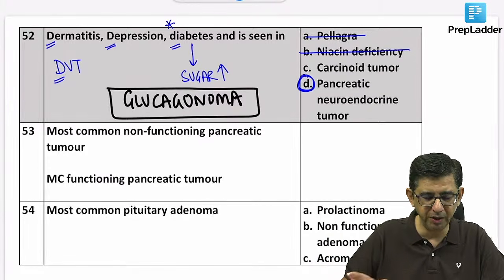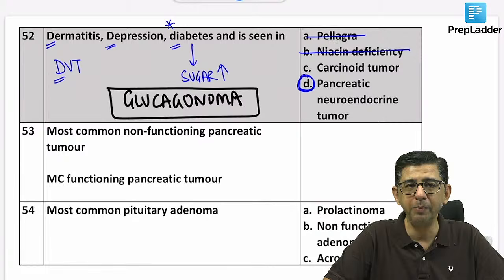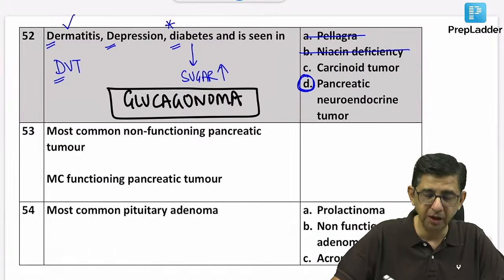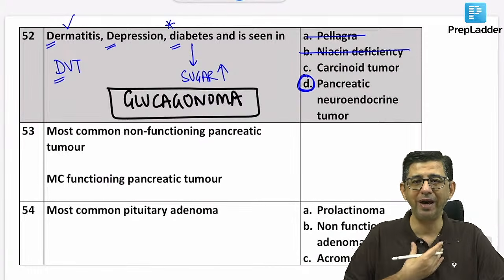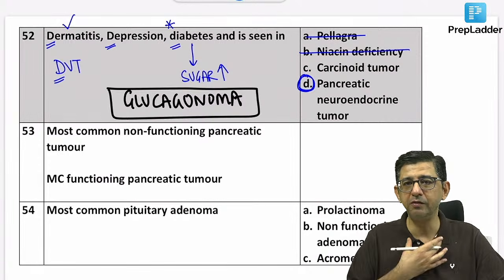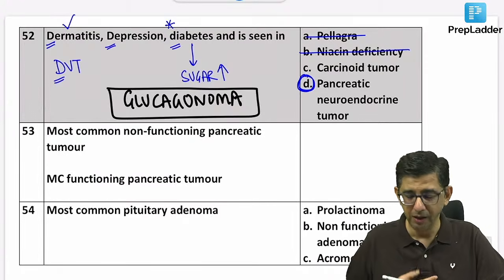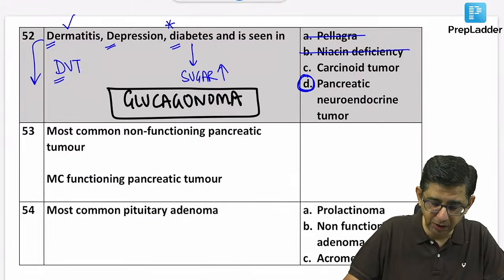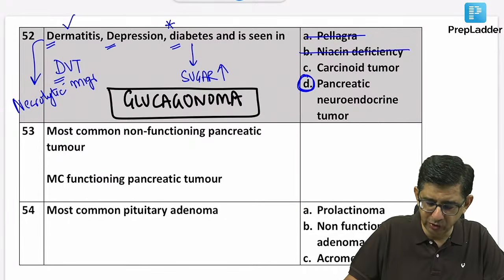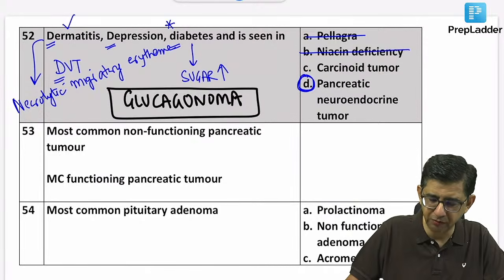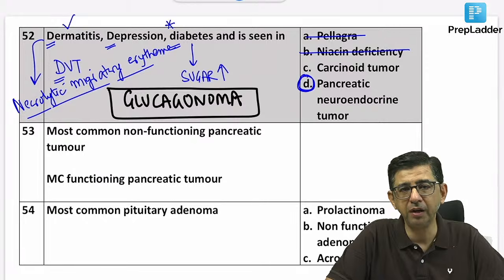And yes, that is the word I was waiting for, that someone would mention the difference in the dermatitis. In niacin deficiency there is Casal's necklace. But here, the dermatitis is also asked about. Though it is covered in dermatology, one student did mention it, so I have to say that was a very good answer there. Necrolytic migratory erythema is a feature which is seen in patients having glucagonoma.